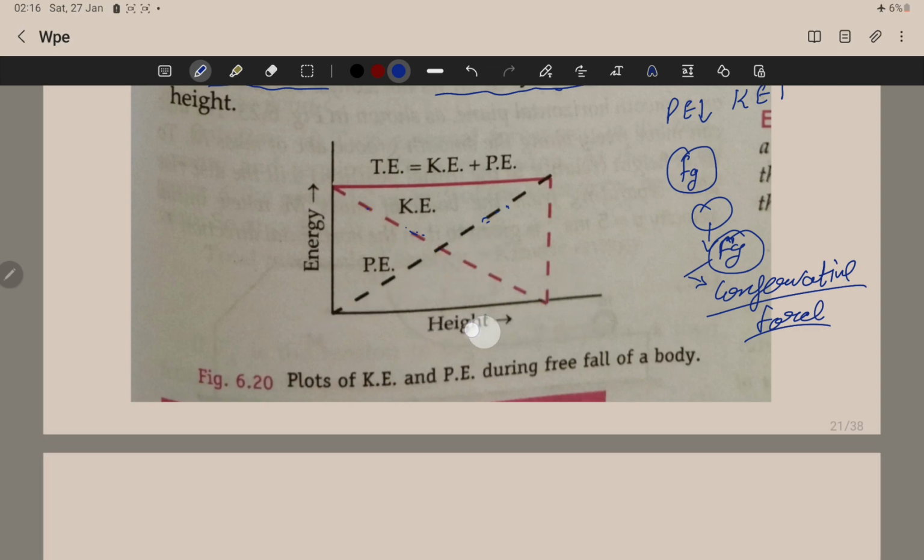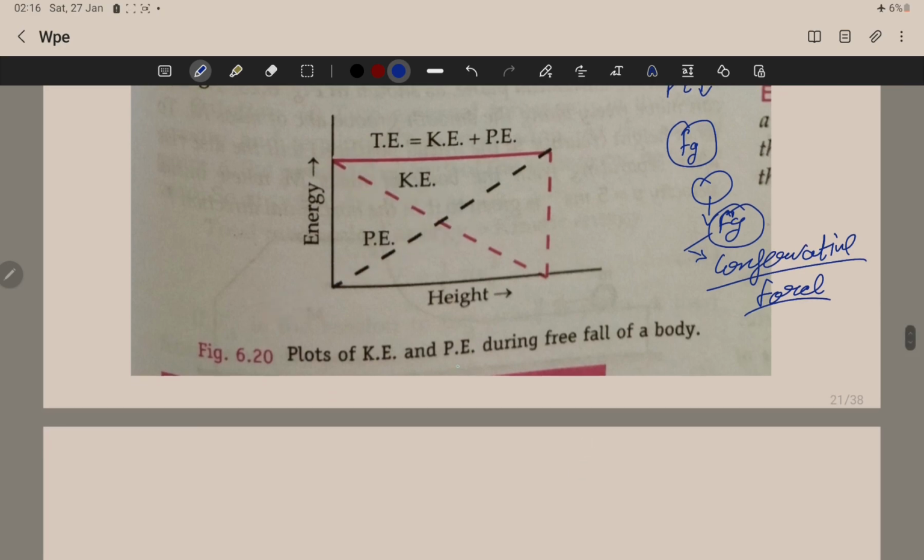So as potential energy increases, kinetic energy decreases. From here, potential energy is increasing and kinetic energy is decreasing. So you can plot this relationship, the plot of kinetic and potential energy during the free fall of the body. Now let's move to the next.